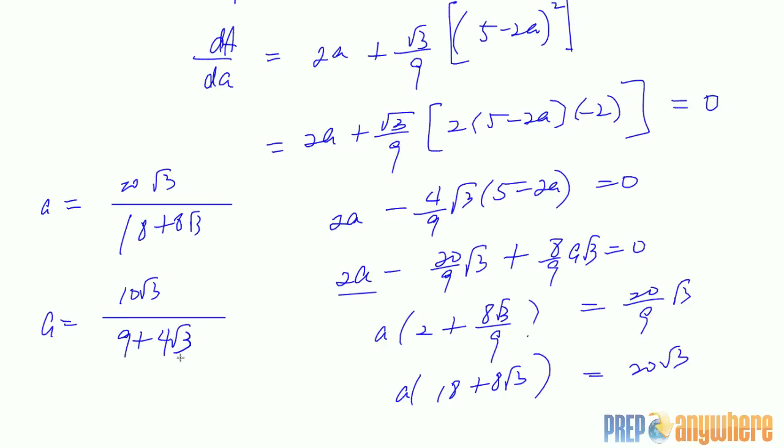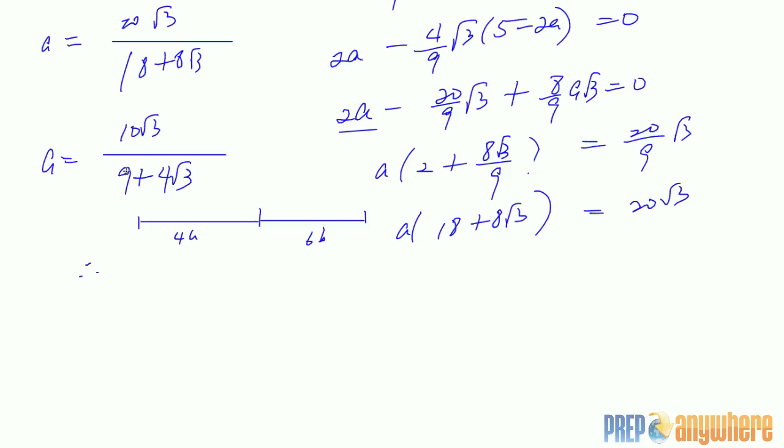So the wires need to be cut this way, right? 4a, and then what is it? 6b, right? So it should be cut so that the first piece is 4 times a, so 4 times this. Therefore, it should be cut as 40 root 3 over 9 plus 4 root 3 should be one piece. And the other piece will be just 10 minus that.